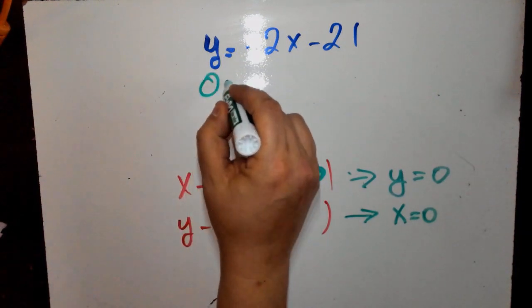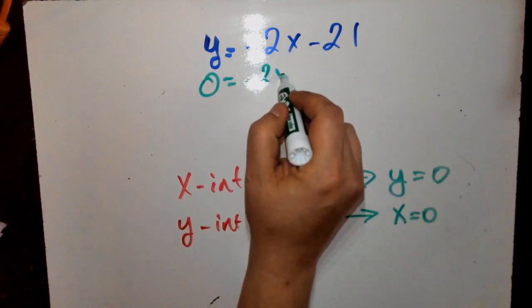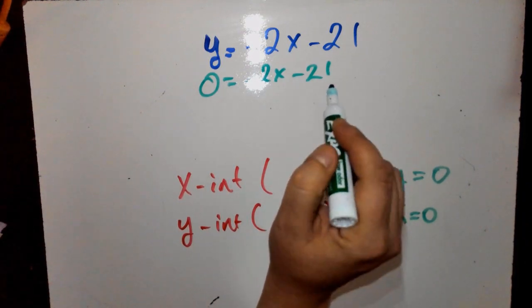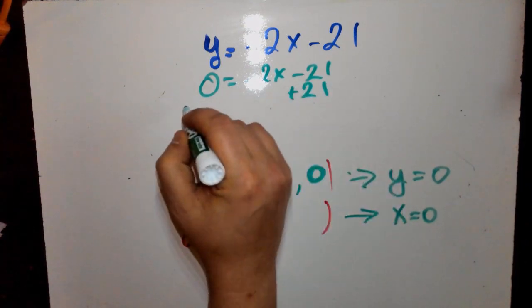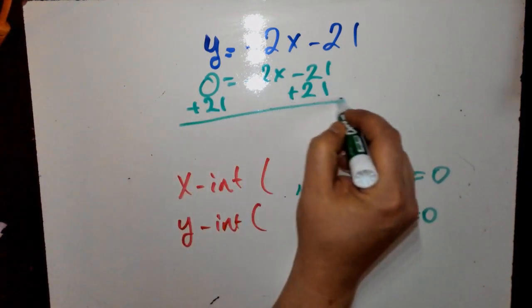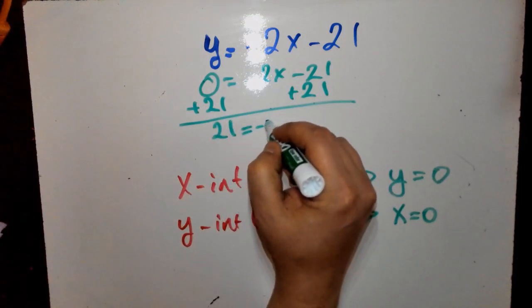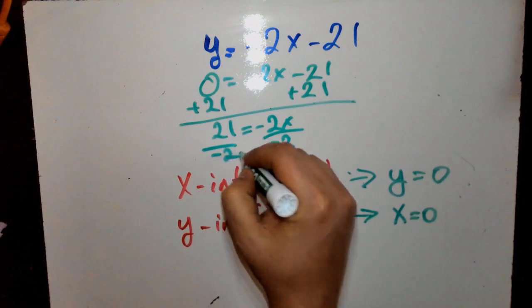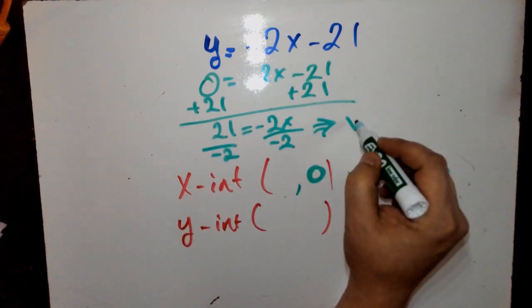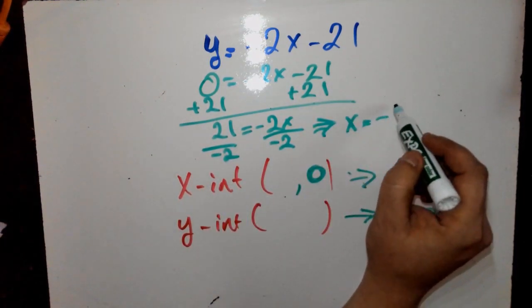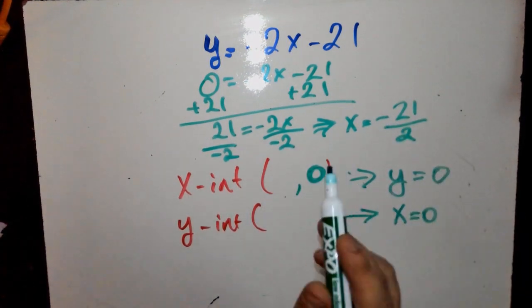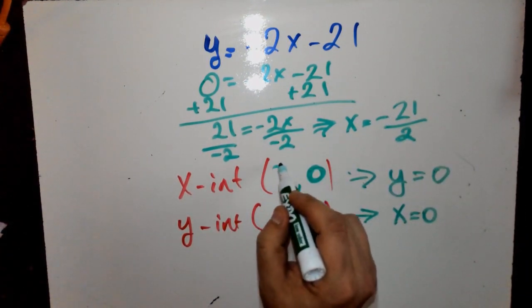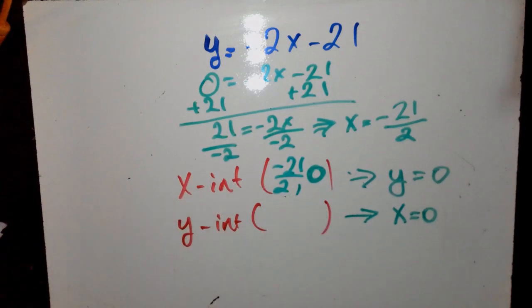Well, 0 equals negative 2x minus 21. Add 21 to each side. 21 equals negative 2x. Divide by negative 2, divide by negative 2. And x will equal negative 21 over 2. And that's it. Negative 21 over 2.